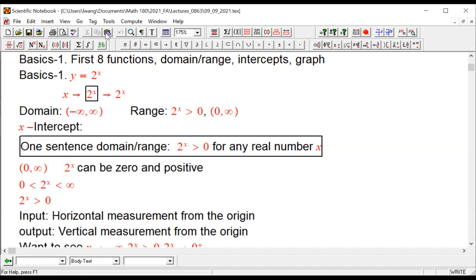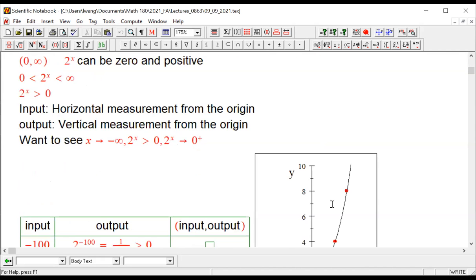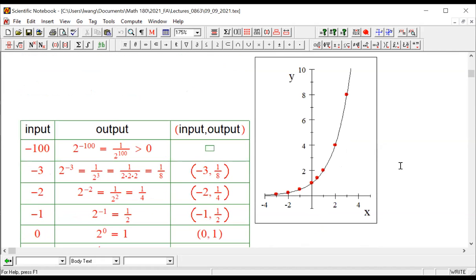What is the x-intercept, y-intercept for it? For 2 to the power x, by the way. Andre says 0, 1. What intercept would that be for?